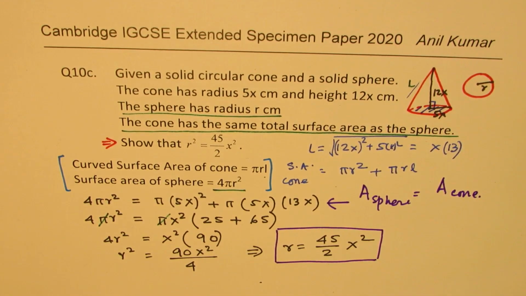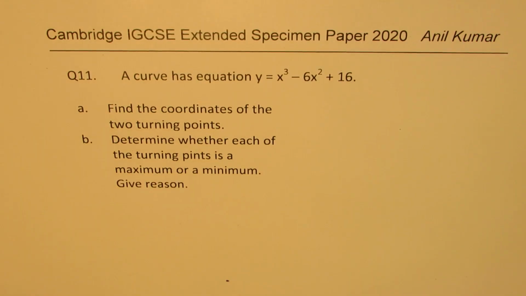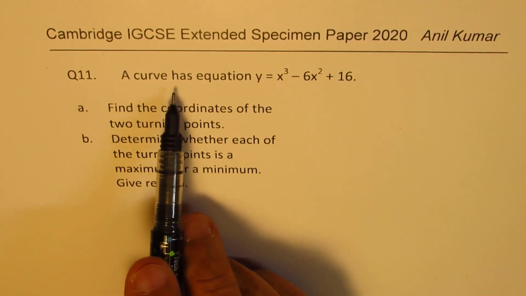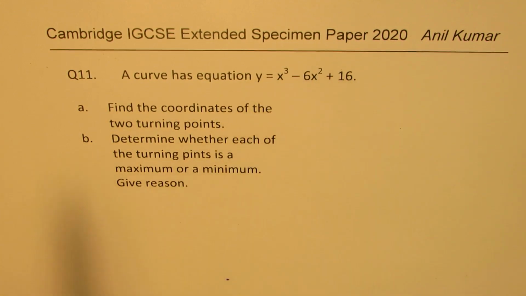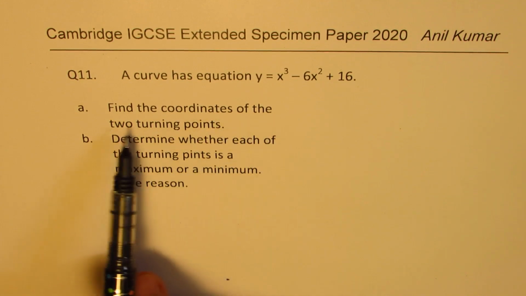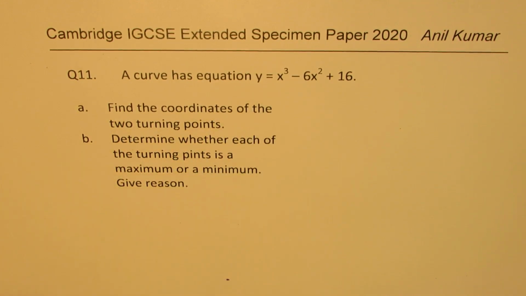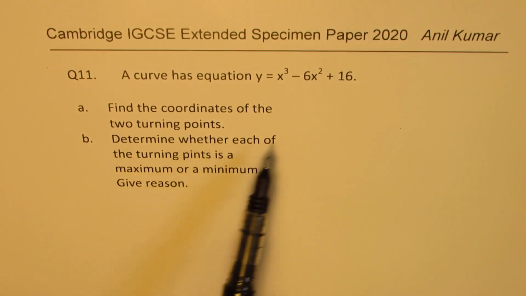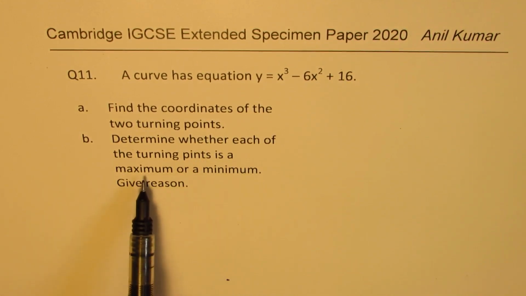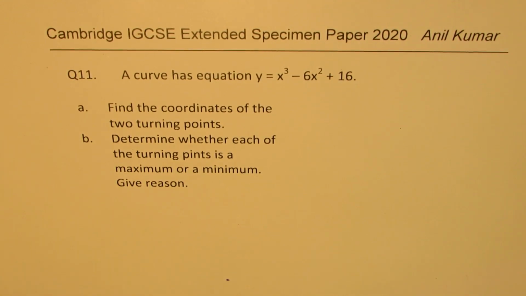Okay, so it's time to take the last question. Question number 11. A curve has equation y equals x cubed minus 6x squared plus 16. A: Find the coordinates of the two turning points. So we have two turning points here. B: Determine whether each of the turning points is a maximum or a minimum. Give reasons. So that is what we need to do.